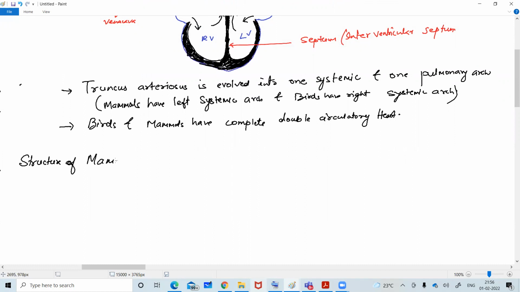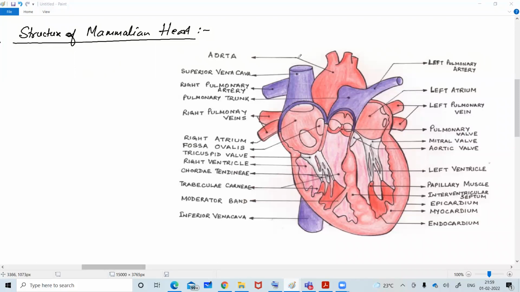Structure of mammalian heart. Where I will draw the structure and will explain each and every part of the heart, how it looks like, what is there, what is not there, everything. Okay, so structure is quite complicated. So what I will do, I will copy and paste a blank diagram of mammalian heart, and then we will discuss. Okay, so this is the mammalian heart. Okay, and so let's discuss point by point. Okay, and one by one I will show you where it is located, what is the function, how it looks like, everything.